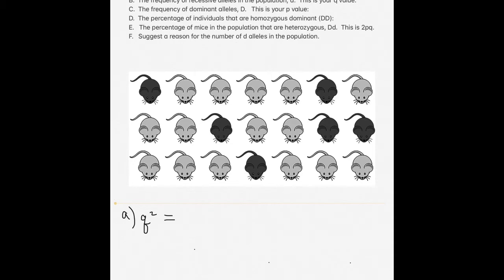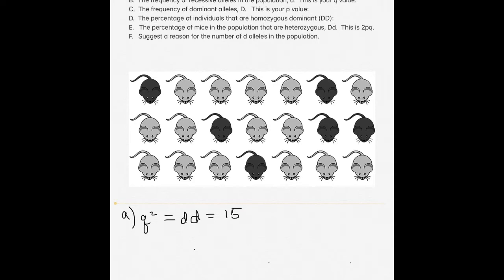Well, right now we have mice. We don't have decimal point numbers. So we have to calculate how many recessive individuals there are. We have to calculate Q squared. Remember, Q squared is how many individuals have 2 lowercase letters. Well, if you count how many individuals in this population have 2 lowercase letters, they're all the gray ones. There's actually 15 gray mice in this population. You can count them if you don't believe me.